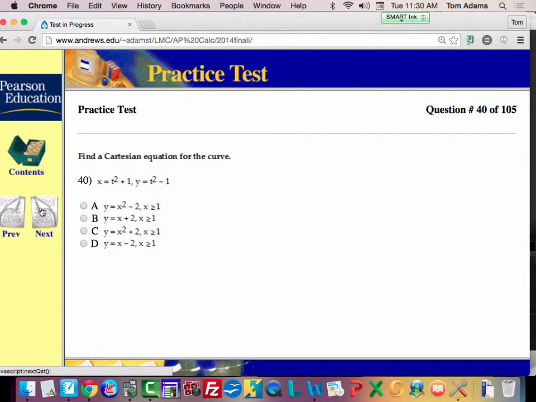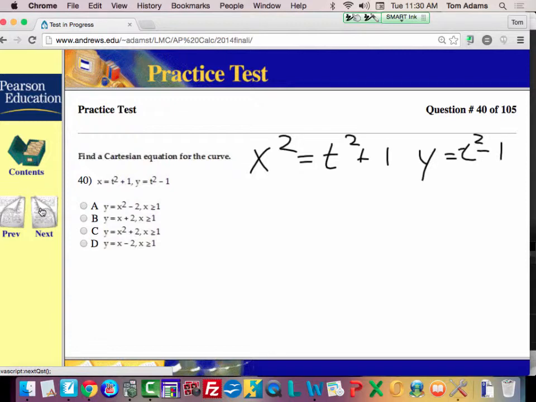Find the Cartesian coordinates. They give us a parametric curve, and they want us to make it a Cartesian equation. Y is equal to t squared minus 1. The only thing I need to do is solve one of these for t and plug it into the other one. I'm going to solve this for t, so I subtract 1 from both sides, and it's t squared. Technically, I could just leave it as t squared because now I can plug it in over here.